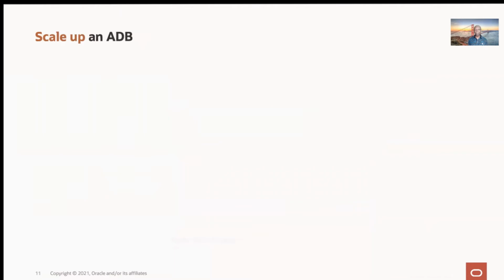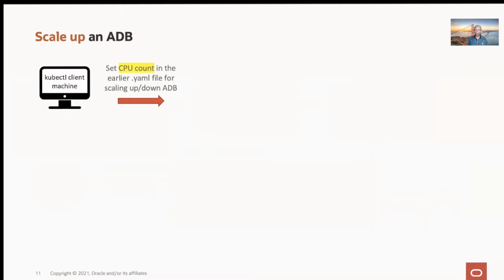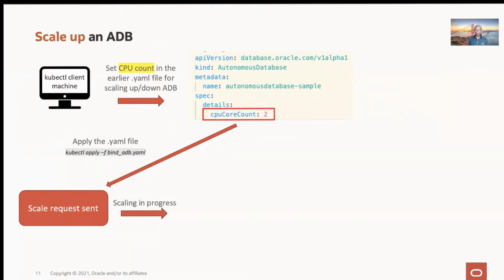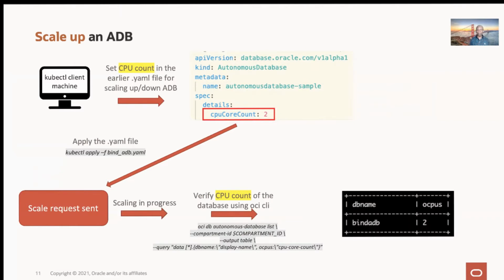How to scale up an autonomous database. Scaling means increasing or decreasing, scale up or scale down, the number of OCPU or storage. In this example, we will only look at scaling up the number of CPU. So once again, I think you started to see the technique, right? You edit the YAML file and you specify your goal. Here we want to reach CPU count equal 2. We save the file and we kubectl apply. The request will be sent, and when we check the status, we should see that the database now has 2 OCPUs.